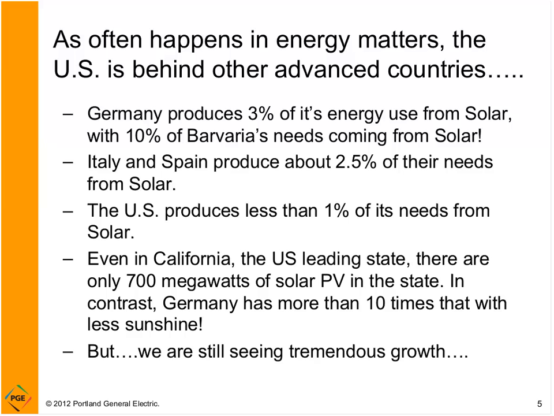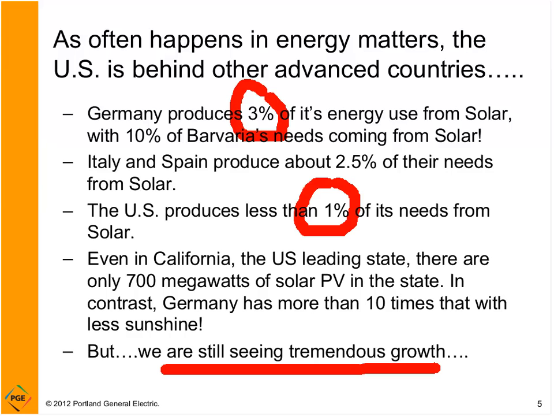I wanted to give you an overview of where the United States stands relative to other countries, in particular Europe. We are a little behind the times relative to Europe and, for example, Japan. You can see from this slide that Germany is producing about 3% of its total energy from solar. Here in the United States, we're down at less than 1%. The good news is we're still seeing tremendous growth in the United States. I've got a slide later on that'll show you, and it really is exponential growth that solar energy is seeing here in the United States. We hope that can continue in that trend.